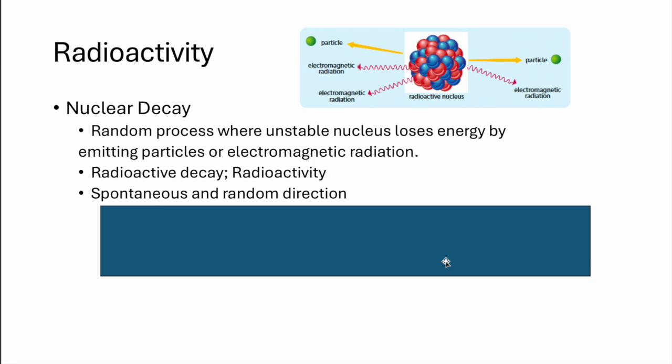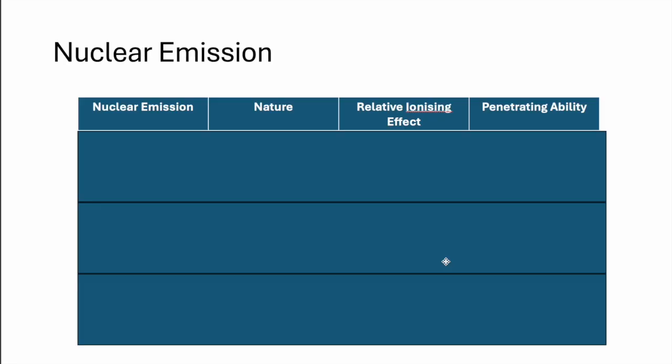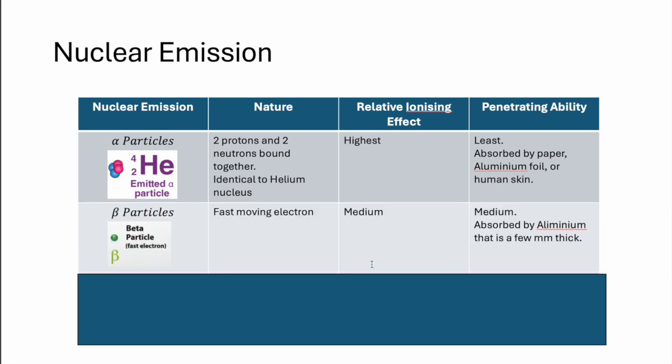The particles start to fall apart or energy starts to dissipate, and these events are spontaneous and in random directions, so it's not possible to predict when it will happen or where it will go. There are three ways an unstable nucleus dissipates its energy, and that's through emission of alpha particles, beta particles, and gamma rays.